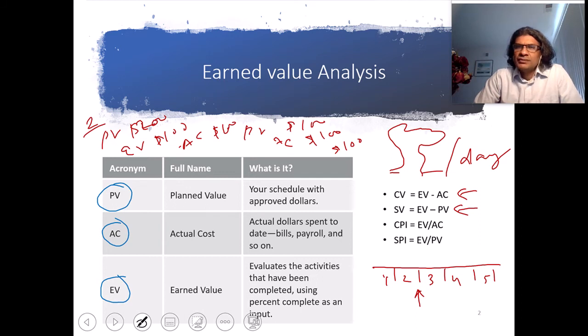Earned value is 100 minus 200, which is the schedule variance. So I am behind the schedule. For cost variance, earned value is 100 and actual cost is 100, so it's 0. So I do not have any cost variance, but I do have a schedule variance. In summary, that means my project is behind schedule. I have a schedule impact, but I do not have a budgetary impact.